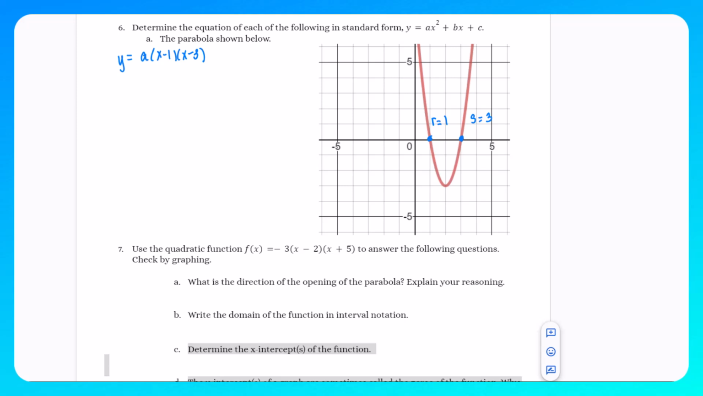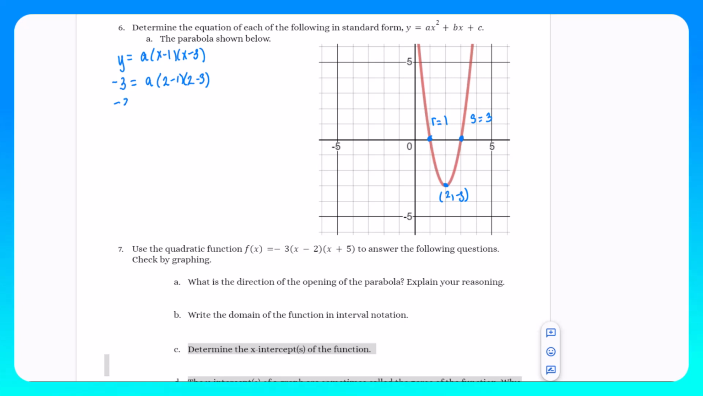Then we're going to get another point on the graph that's on one of the crosshairs, and a good one would be this vertex. That's at 2 and negative 3. And we're going to substitute those values into here. So we're going to put a negative 3 there for the y, and wherever there's an x, we're going to put a 2. 2 minus 1 times 2 minus 3.